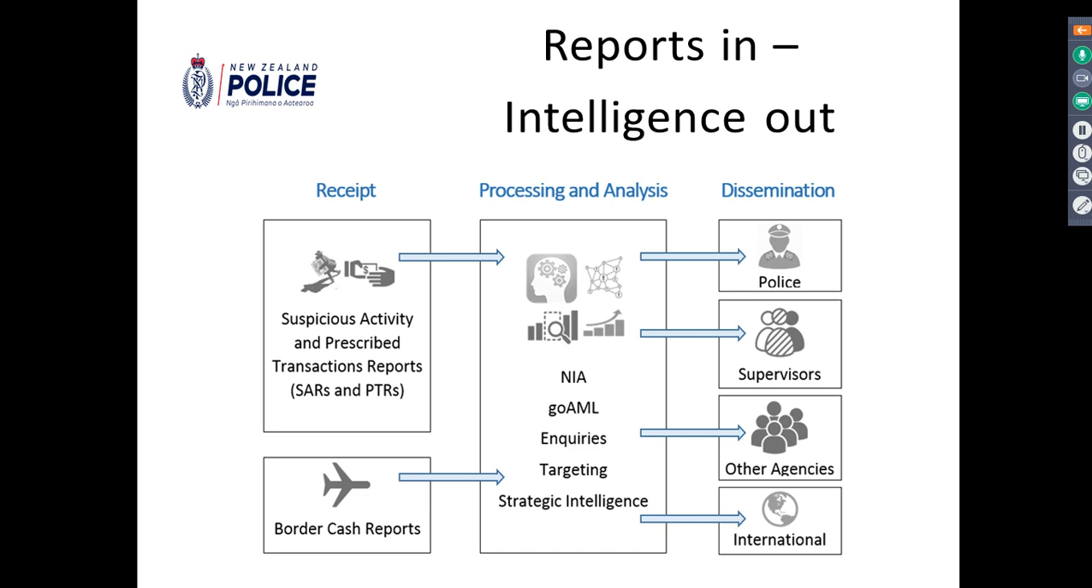Once we've collected these reports, we go through an initial assessment process, and due to us being housed by the New Zealand Police, we have access to the National Intelligence application. So we can see by accessing that application whether somebody has criminal convictions, for example. We can see if they are wanted by any authorities. We can see if they have gang links. We can see who their associates are.